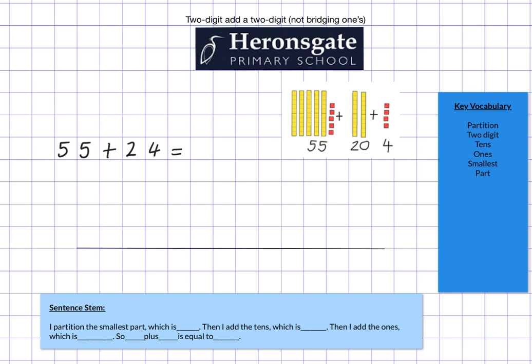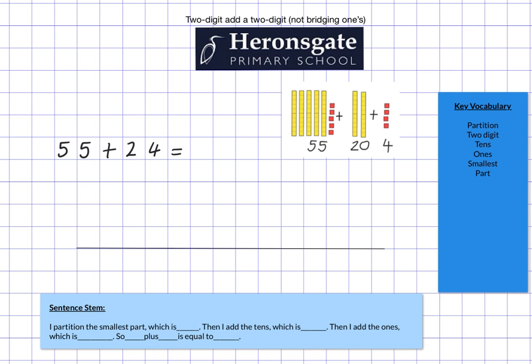I can see that 24 is the smallest part that I'm adding. So I'm going to partition 24 into tens and ones. And we would do this with tens and ones practically as well to help support the children's understanding before they would move on to doing it just from their heads.